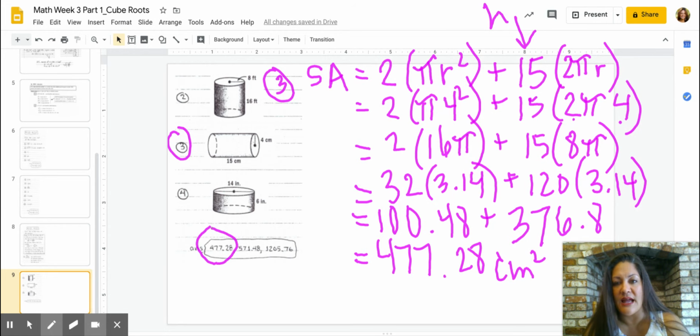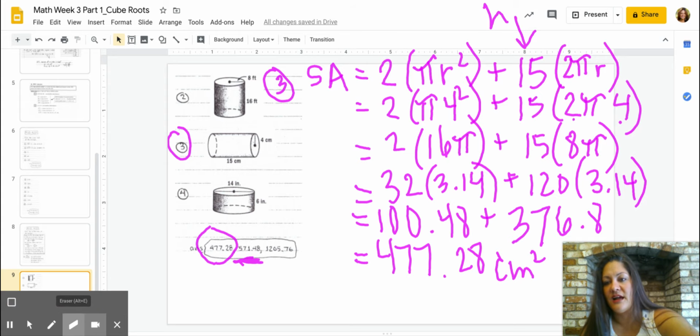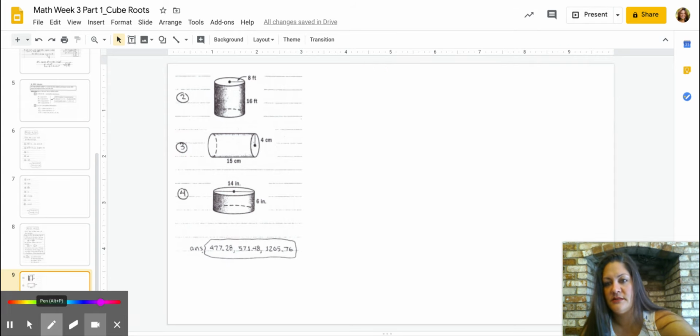Awesome. We have one left, and we know that it has to equal this, 571.48, because that's our final answer. Let's work it out. Okay, number 4.